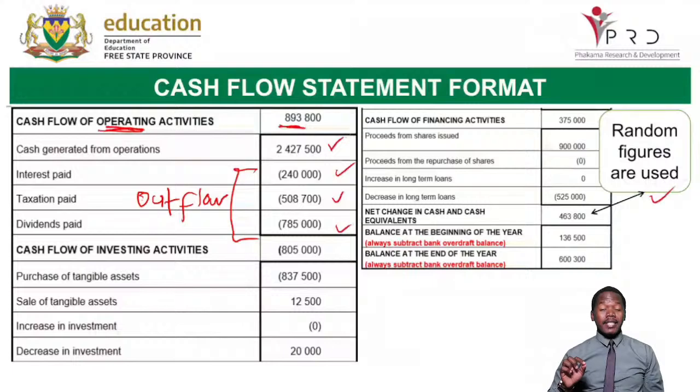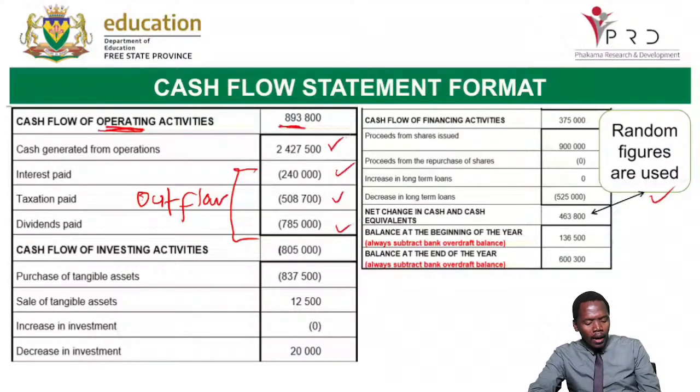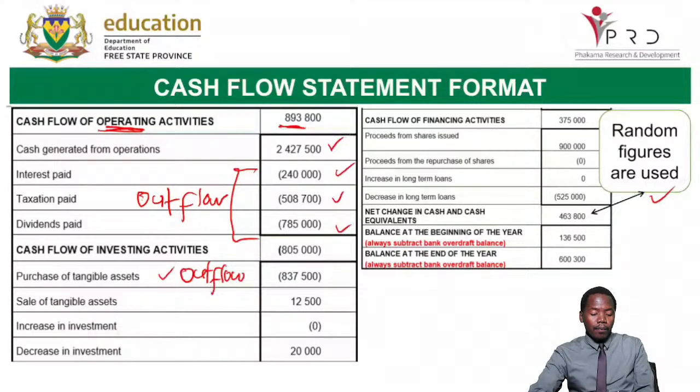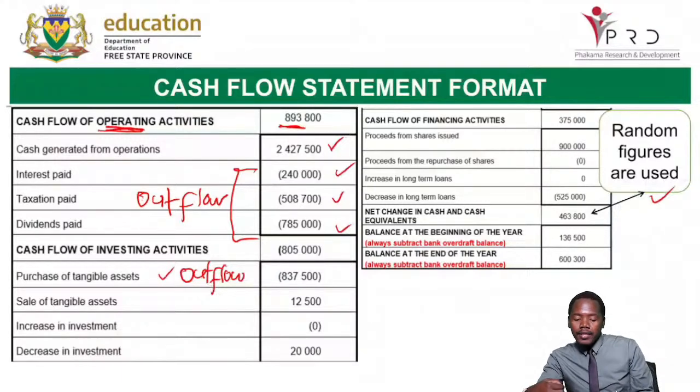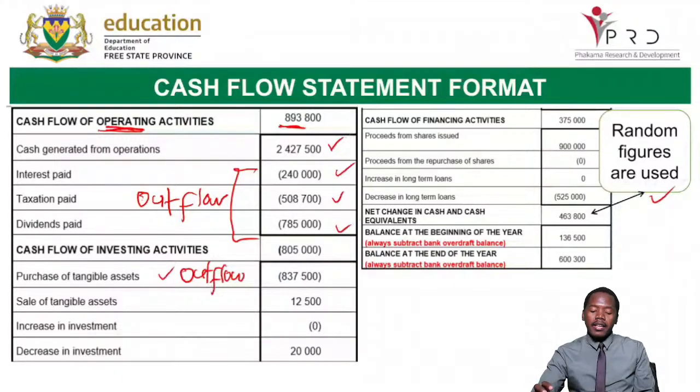Before you write your examination, please ensure that you know the format of the cash flow statement. Now, let us look at the investing activities. What do we expect to see? We expect to see more than two of these items. We expect to see the purchase of tangible assets or fixed assets. This is always an outflow, because we are buying. When we buy, money goes out. And then how do we indicate outflow? By the use of brackets.